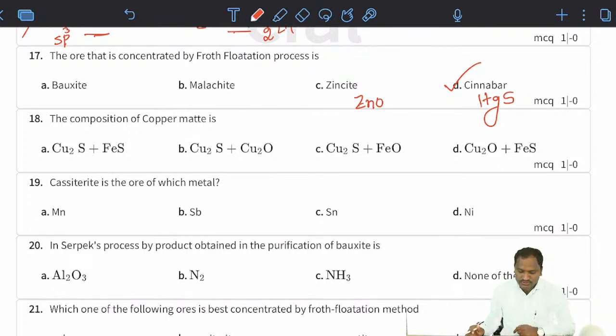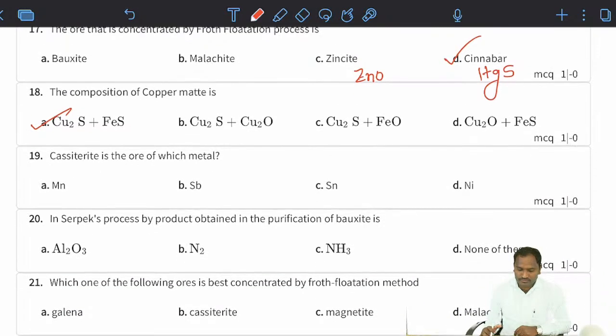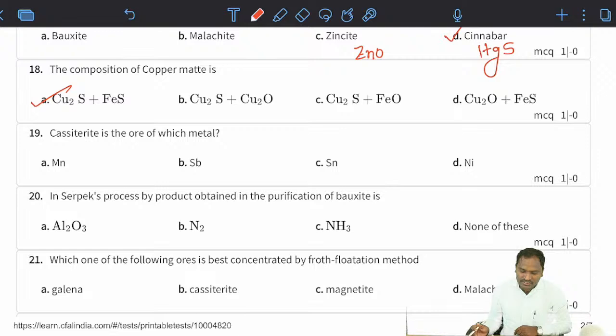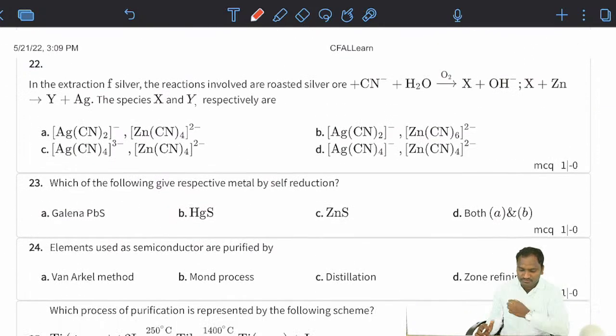Next important question: copper matte, Cu2S FeS. Next one, cassiterite is the ore of which metal? Tin, SnO2. It is the oxide ore, cassiterite. No, it is not manganese. Cassiterite is the ore of tin, not manganese.